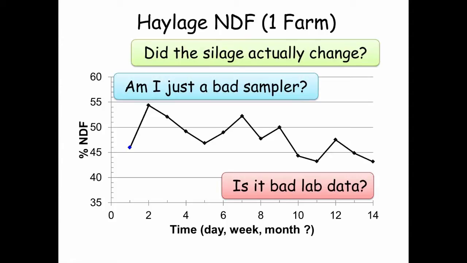What this data actually was from was a single farm, daily samples. So this just shows you how much your data can vary up and down on a given day from a given farm.